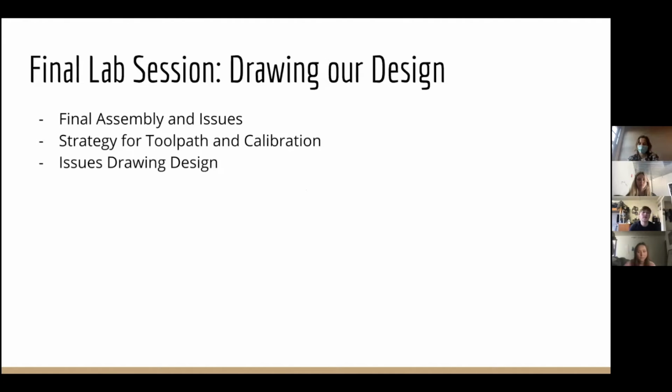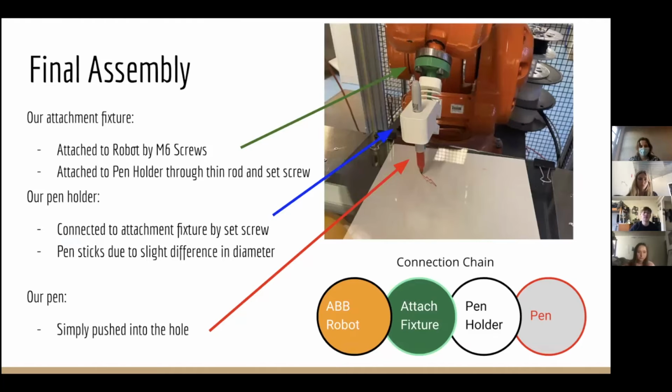So thank you, Abbie. This section of the presentation will be going over what we did in the actual lab session. It'll include the final assembly, attaching the pen holder to the robot, the strategies going into the lab with the toolpath and calibration, and also going over some of the issues that we encountered. So first, this is the final assembly of the robot. As you can see in green, the attachment fixture connects to the robot, then the pen holder connects to the attachment fixture, and the pen is connected to the pen holder.